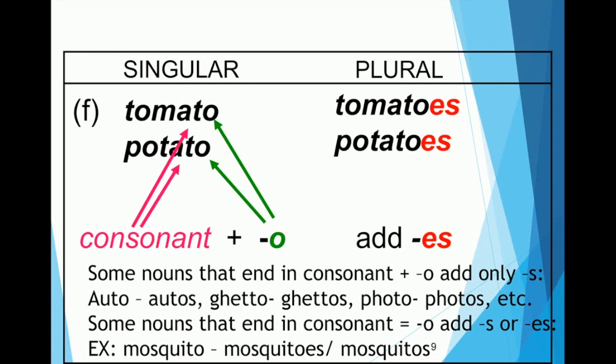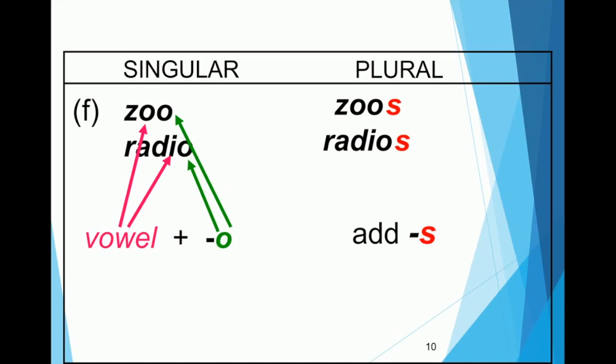Nouns that end in o preceded by a consonant, you are going to add es. Tomato, tomatoes. Potato, potatoes. Some nouns that end in consonant plus o, you only need to add an s. Auto, autos. Gato, gatos. Photo, photos. But for some nouns that end in consonant plus o, you have the option of adding s or es. Mosquito, mosquitoes with es, or just one s. Zoo, zoos. Radio, radios. And in this case, you don't change anything because you have a vowel before the o.